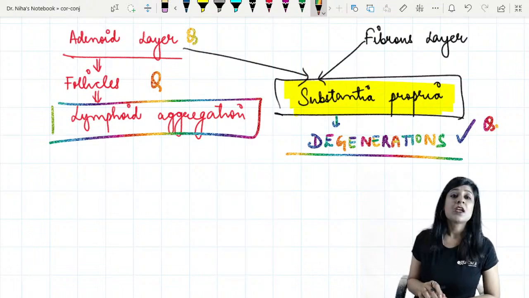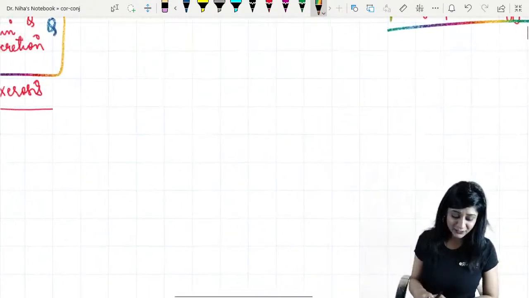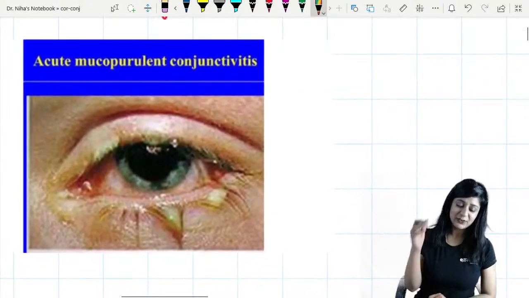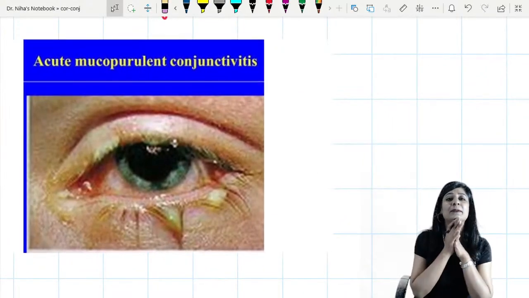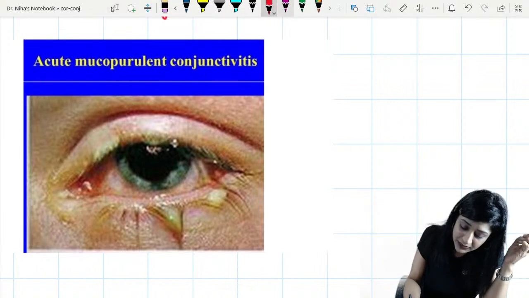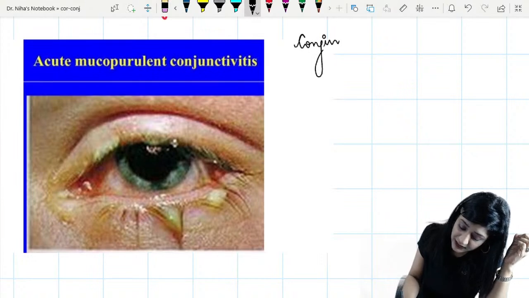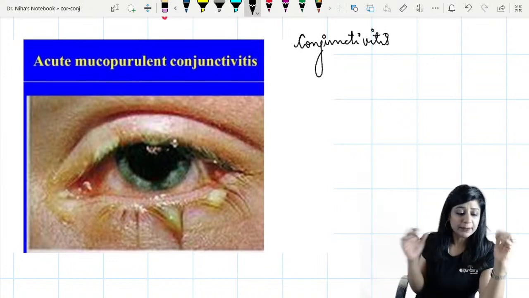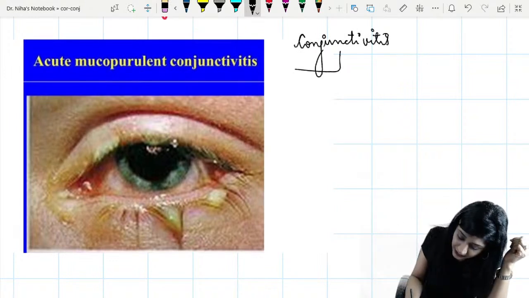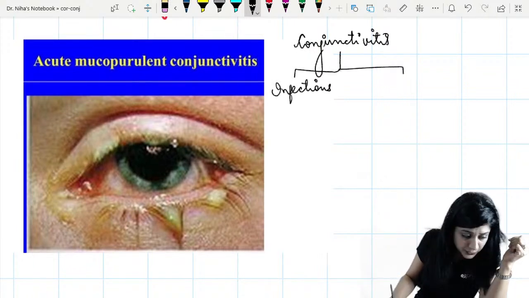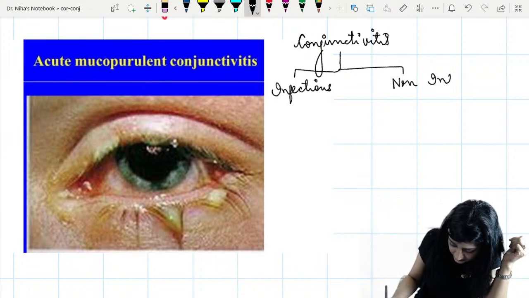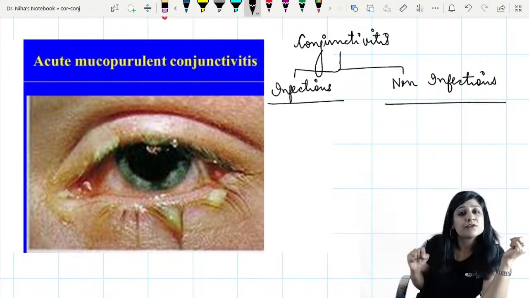Okay. Now we talk about conjunctivitis, and whenever we talk about conjunctivitis, it is this kind of picture that comes to our mind. When I talk about conjunctivitis, actually we can have 2 kinds of conjunctivitis, right? Let us talk very broadly. Either I can have infectious conjunctivitis or I can have non-infectious conjunctivitis.